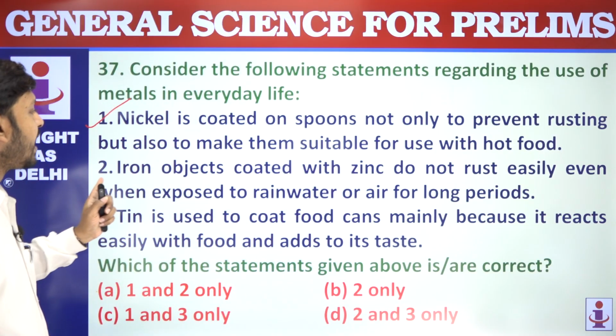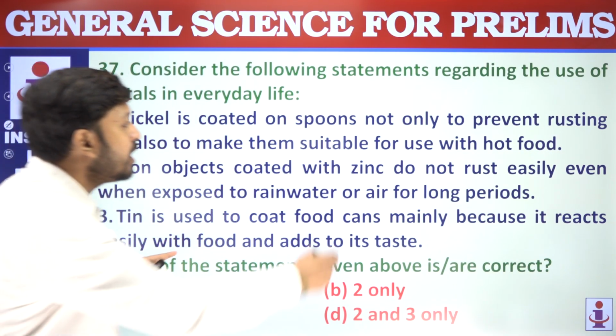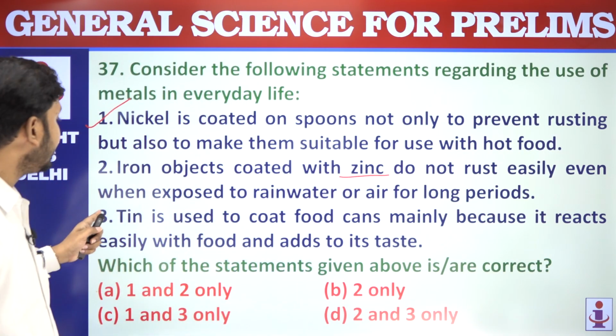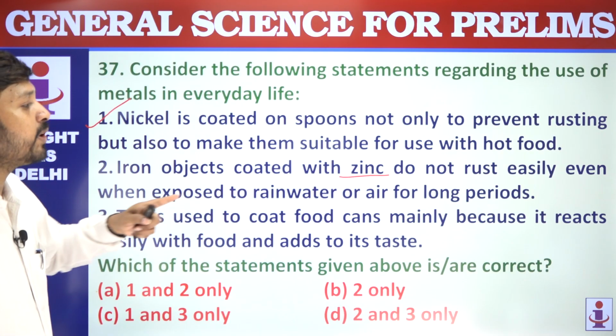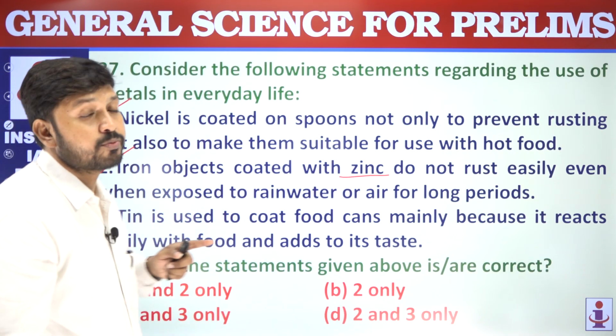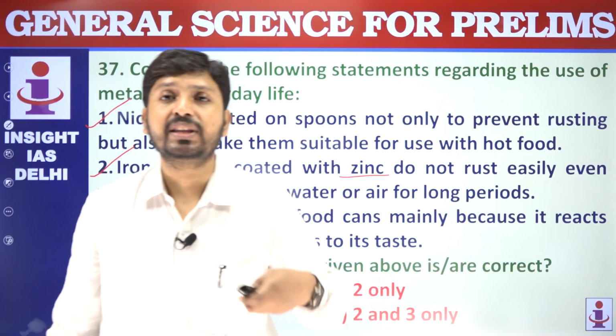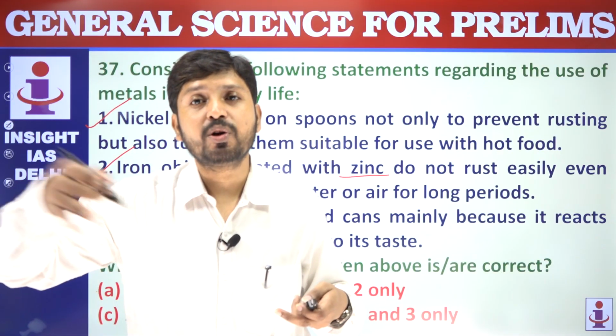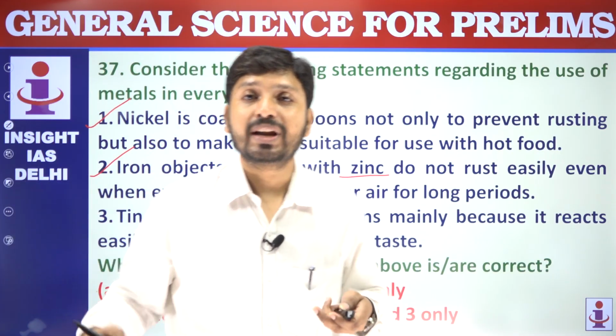Okay, so next one, iron objects coated with zinc do not rust easily even when exposed to rainwater for a long period. This is also correct, because for example, our gates or roofs will be coated with zinc so that the iron will not get rusted.